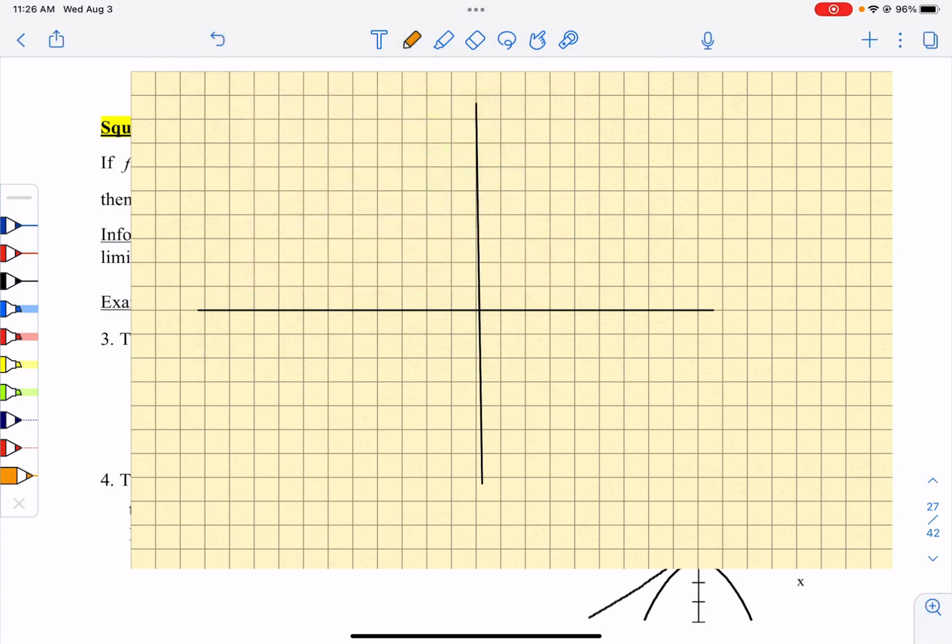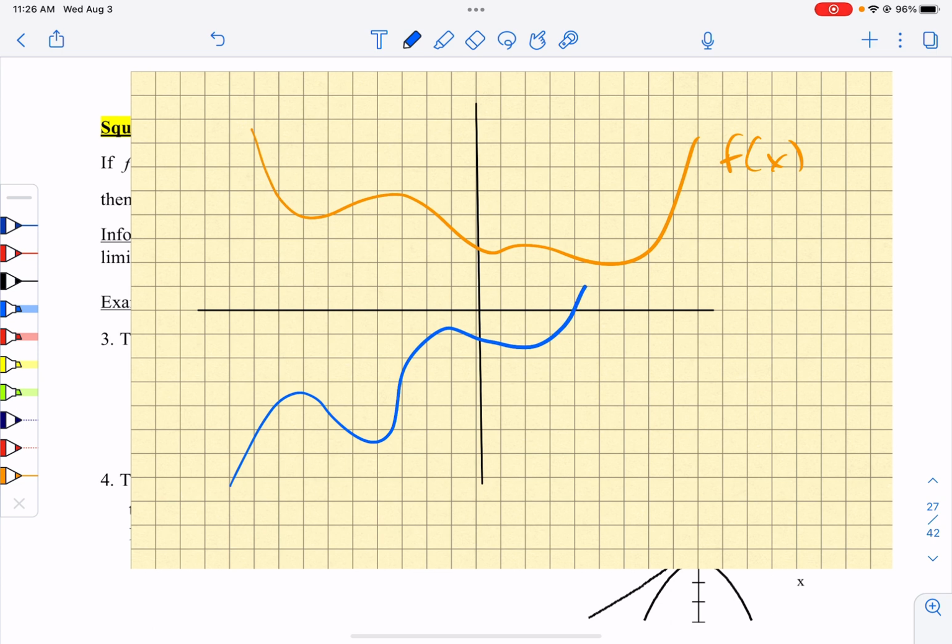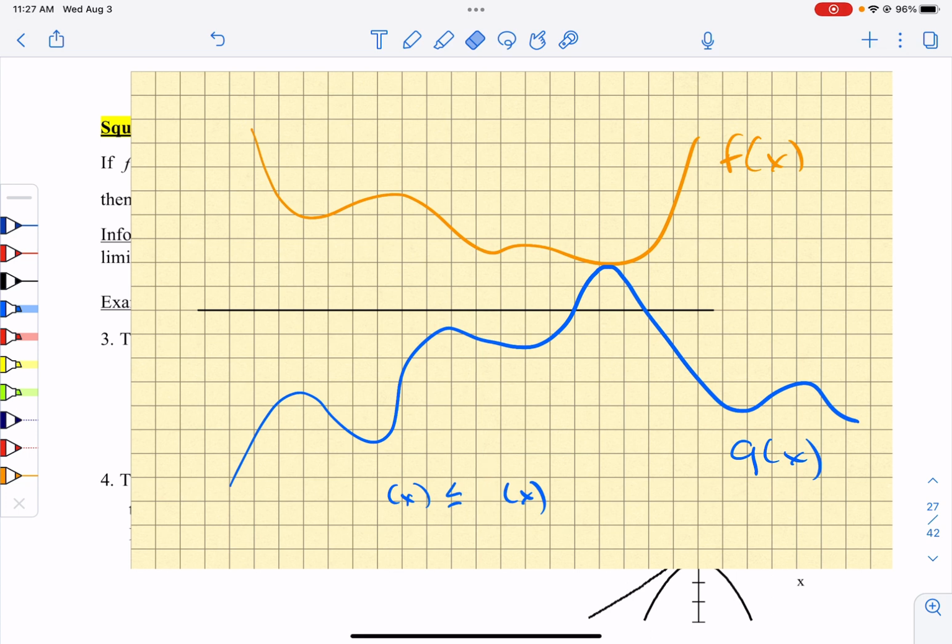Let's say I have a curve up here, and let's call this f of x. And let's say that I have a curve below it, and it stays below, maybe right here it touches. Let's call this g of x. Okay, I can say that f of x is always smaller than g of x. Nope, other way around. Bad math, and I'm erasing stuff. G of x is less than f of x, right?